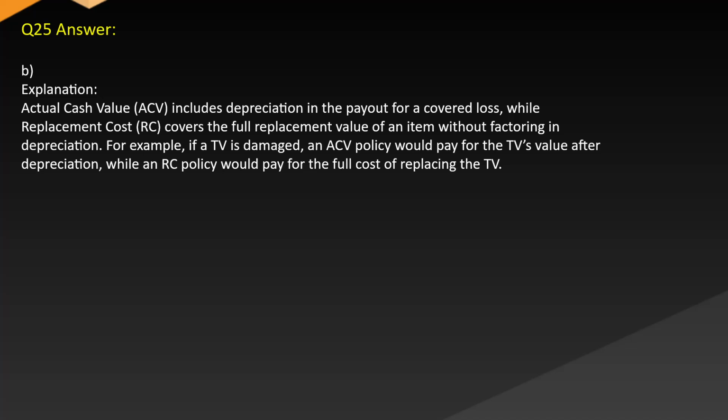Answer: B. Explanation. Actual cash value (ACV) includes depreciation in the payout for a covered loss, while replacement cost (RC) covers the full replacement value of an item without factoring in depreciation. For example, if a TV is damaged, an ACV policy would pay for the TV's value after depreciation, while an RC policy would pay for the full cost of replacing the TV.